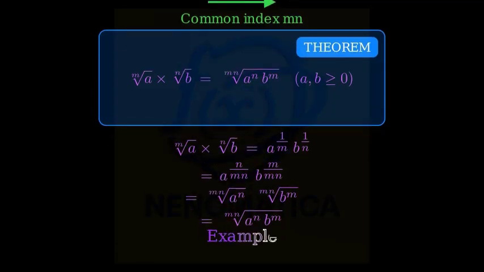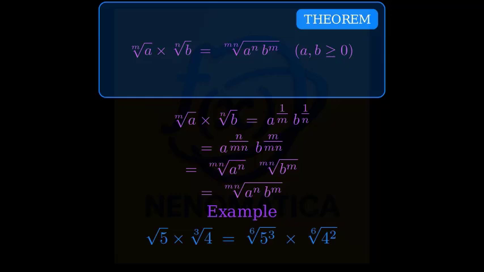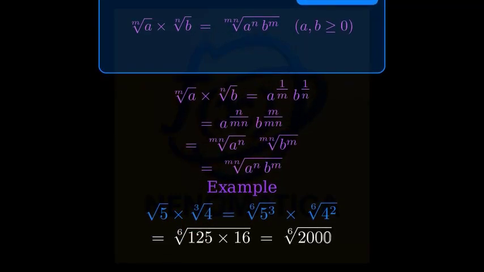Example, multiply the square root of 5 by the cube root of 4. We convert both to a common index of 6 because 2 times 3 equals 6. That gives the 6th root of 5 cubed times the 6th root of 4 squared. Now combine under one radical. We get the 6th root of 125 times 16, which is the 6th root of 2000.